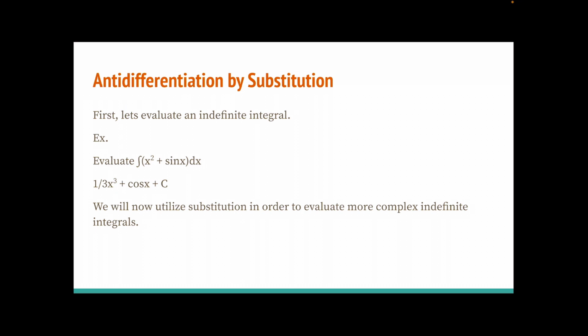As a review, let's first evaluate an indefinite integral. We're going to evaluate the integral of x squared plus sine of x dx. This is done by taking the antiderivative of both parts of this function. The antiderivative of x squared is 1/3 x cubed, and the antiderivative of sine of x is negative cosine of x. We're going to have plus c on the end because this is an indefinite integral with no initial condition. You can check this solution by taking the derivative, and you should end up with the original equation. If we take the derivative of 1/3 x cubed plus cosine of x plus c, we get x squared plus sine of x.